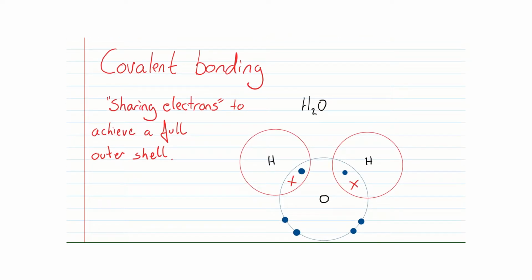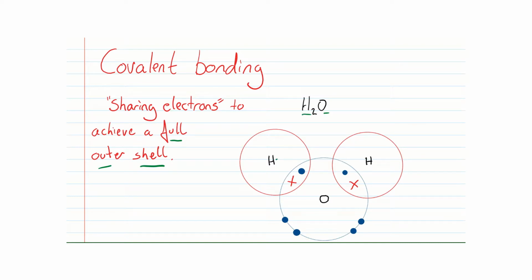Our last type is covalent bonds. These are the particularly interesting ones. In covalent bonds, there's an awful lot of sharing of electrons going on, and this sharing of electrons is done to achieve a full outer shell. I've given a couple of examples here. Here's water. Water is H2O.